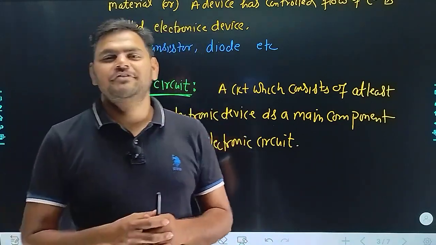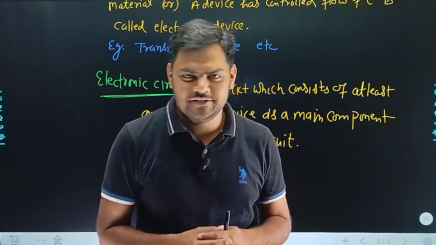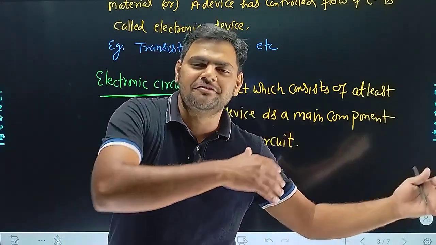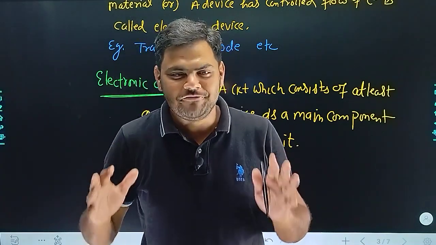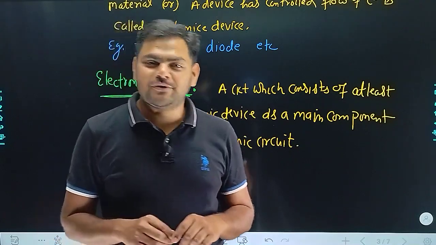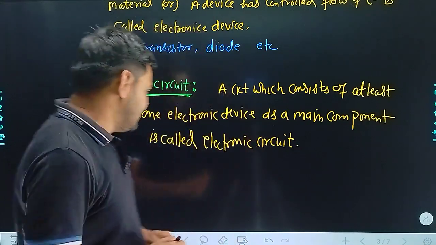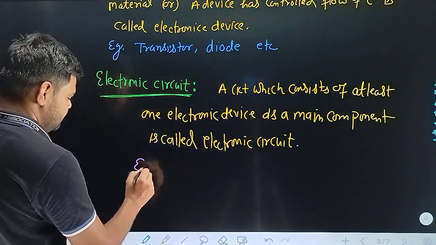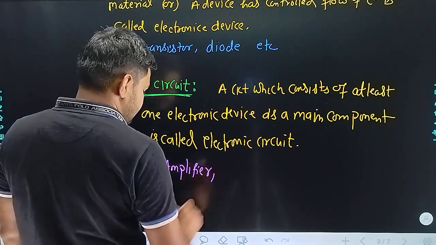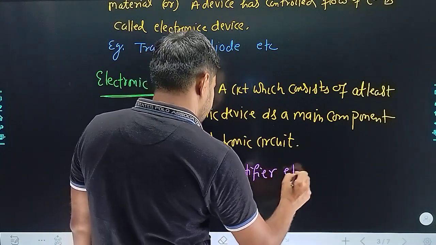So what are the examples of electronic circuits? Think about it. Amplifier is an example of electronic circuit. That consists of a transistor. We are having resistors, we are having capacitors, we are giving input, generating output. So amplifier is an example of electronic circuit. Okay. Rectifier is an example of electronic circuit. Later on we are going to discuss each and every topic in detail. So don't worry. Just write the examples here. Write the example. Amplifier. Guys, amplifier is an example of electronic circuit. Rectifier is an example of electronic circuit, and so on.